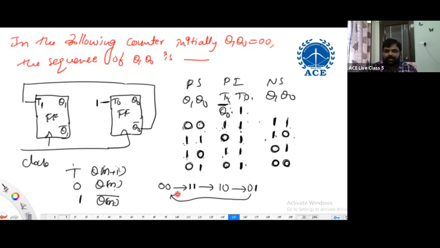Simple thing. Toggle flip-flop characteristics: T equal to 0, it is not toggling, that is not changing. It will be the same. When T equals 1, toggling means complementing. If it is 0, it becomes 1. If it is 1, it becomes 0. Simple way. So based on the present state, we are getting present inputs. How? From the counter circuit, we know the expressions.